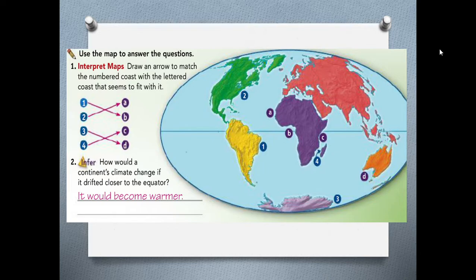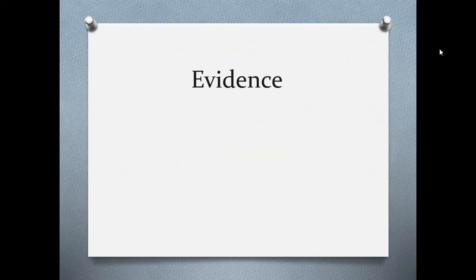We can see 2 other examples, which will be number 3 and letter D, and number 4 and letter C. So this is what Wegener did in the last decade. He had a world map with him, and he started analyzing that the continents would match. And that's how he started creating all of his theory.